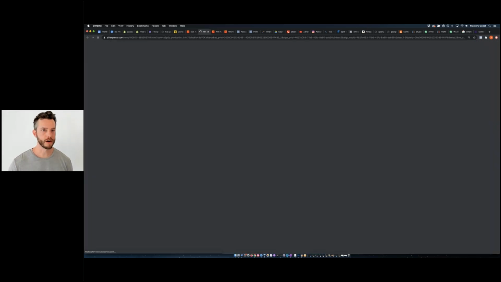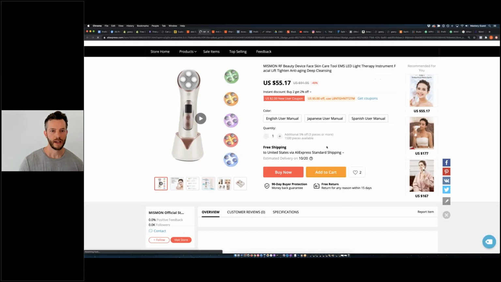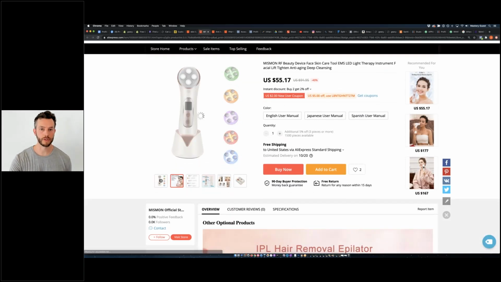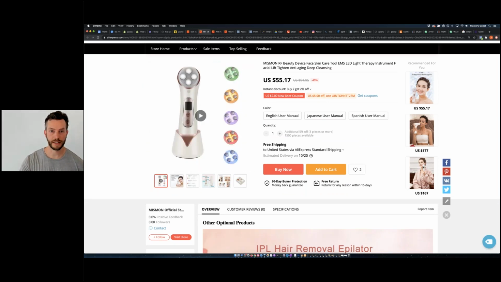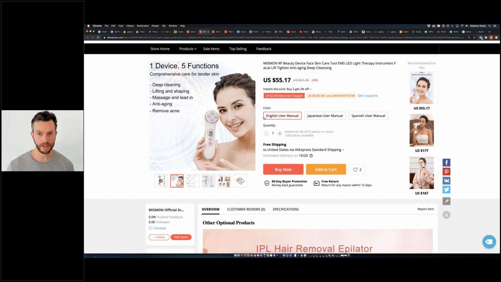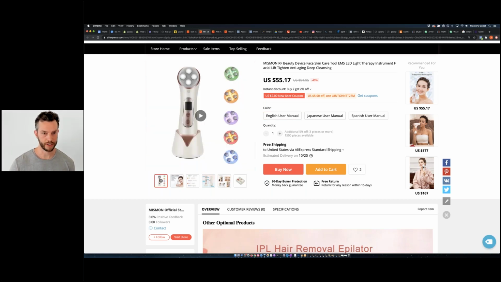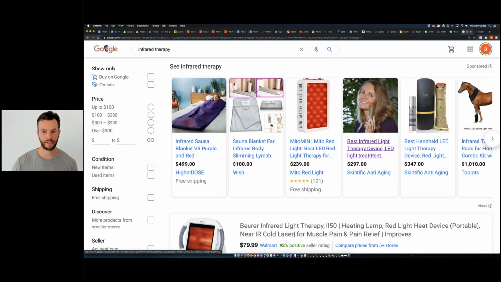But if you look here, this is a very similar device to what was being used before, right? It's a light therapy device. It's got different anti-aging modes on it, and you can see it turns to different colors, and it's got the LED lights on there. And this is $55. And over here on Google, we saw a device for $300. So easily a $300 markup, right?